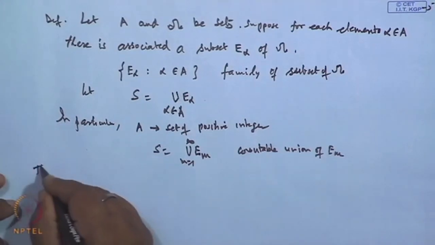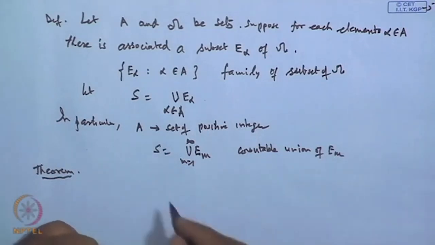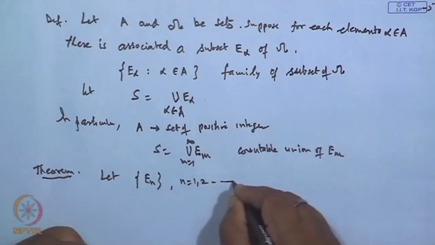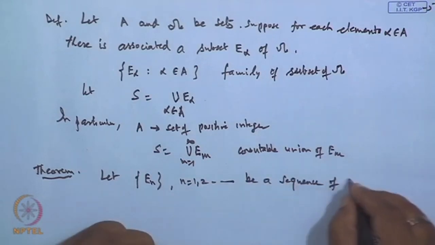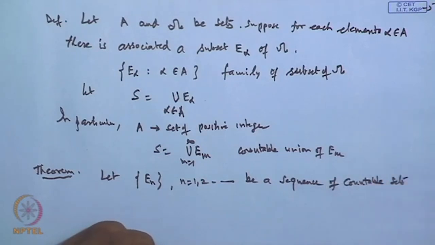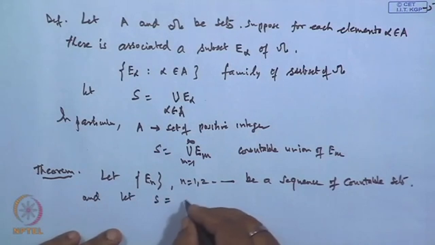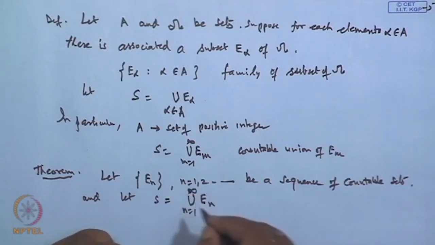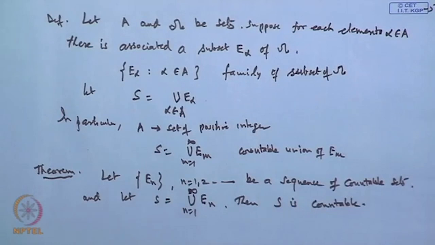Now, let us look at another result on a sequence of countable sets. Let us suppose E n, n is 1 to infinity, be a sequence of countable sets, and let S be the countable union of E n's, n is 1 to infinity. Then what we claim is that S is countable. So, a countable union of countable sets is countable. That is what this result says.